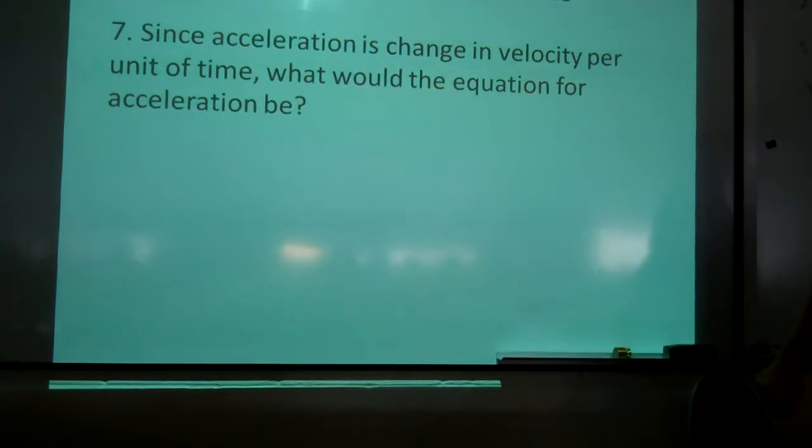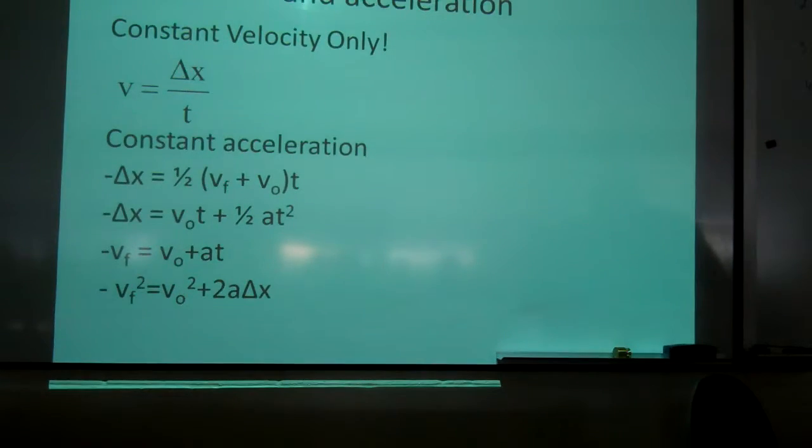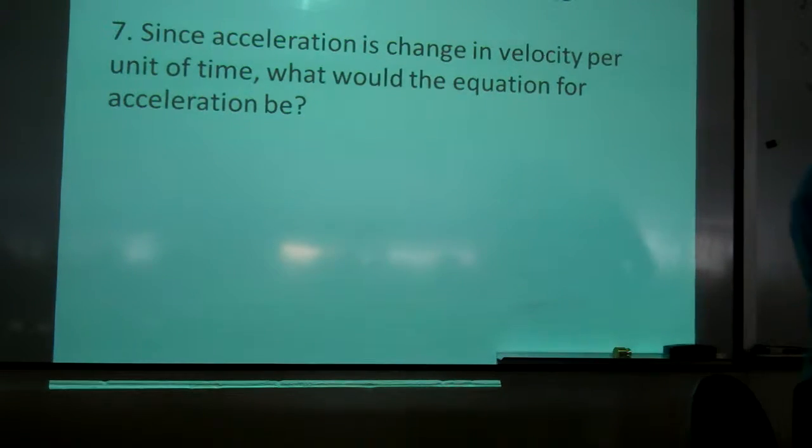Right. Since acceleration is change in velocity per unit of time, what would the equation for acceleration be? Change in velocity over time, so it's going to be delta v over t. The change in v is going to be the final velocity minus the initial velocity. You'll get that equation here at some point. Alright, we'll go over the equations tomorrow.